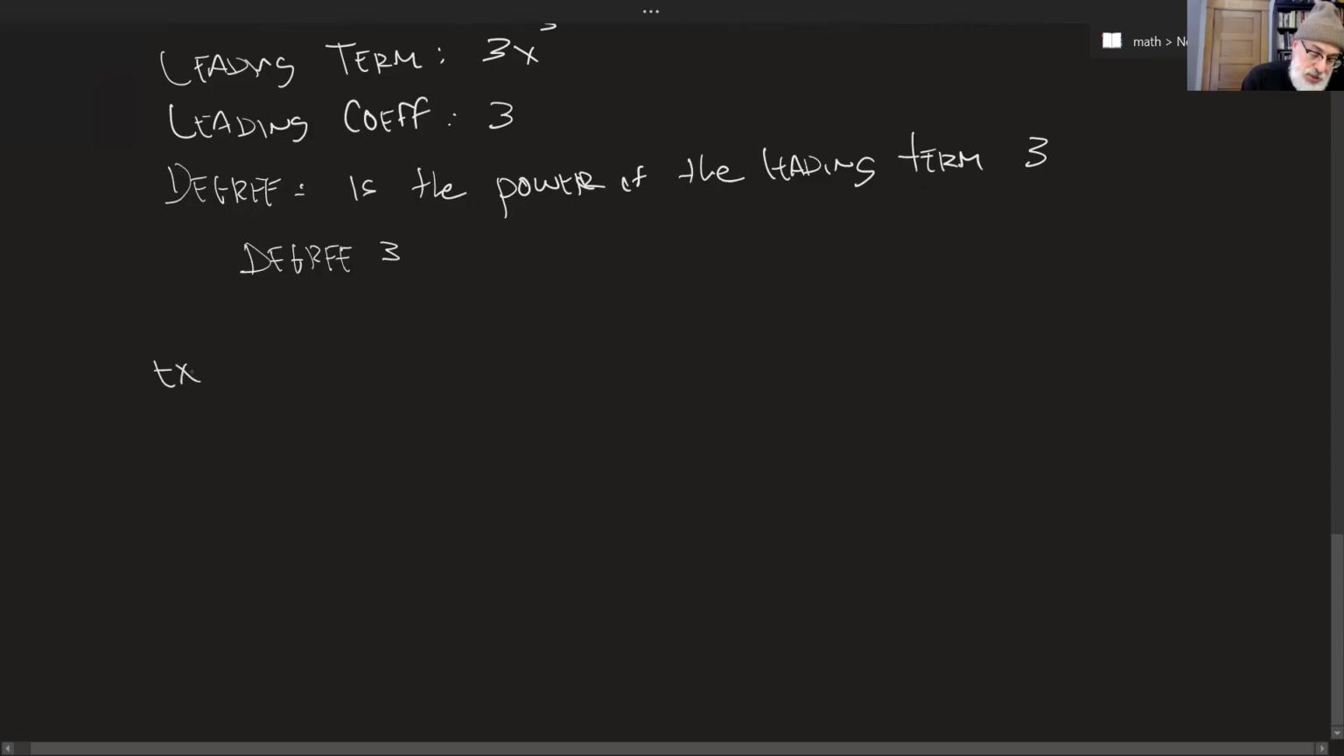Let's do another quick example here. 19x plus 4x squared plus 4 plus x to the 5th. So here I did not put them in descending order.